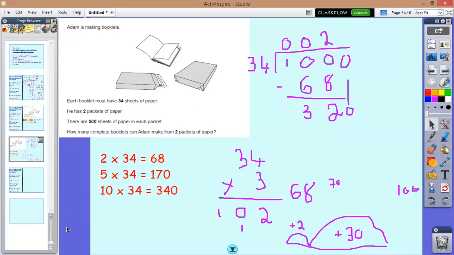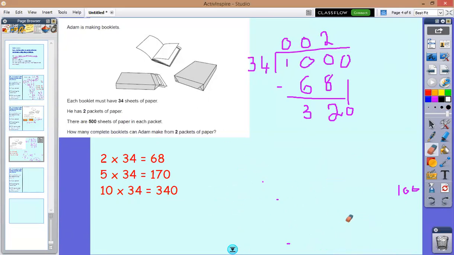Now, I can see here that this is now 320. So how many times is 34 going into 320? So 10 times 34 equals 340. That's close, but it's still too large. So I'm going to do 34 times 9.